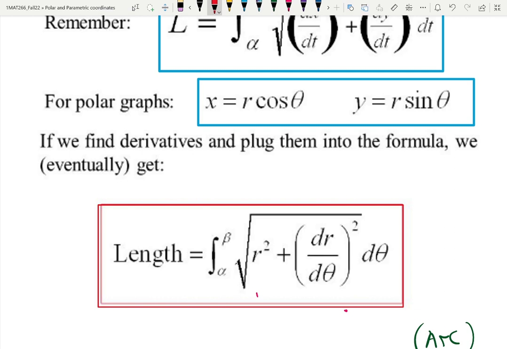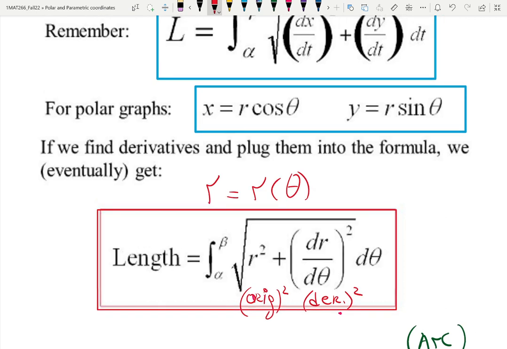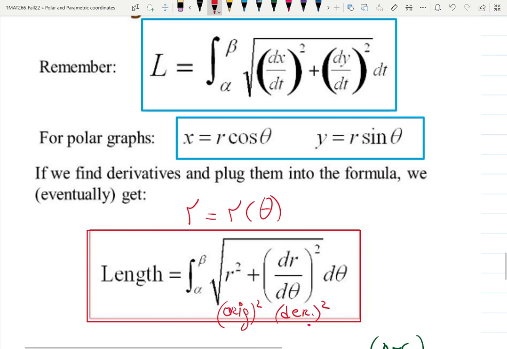So what I remember is, again, we have r equals a function of theta. Angle is the input, r is the output. So we have original squared plus derivative squared. That's how I remember it, at least. Original squared plus derivative squared, while in parametric, it was derivative squared plus derivative squared. This formula comes from parametric, but it's factored out and simplified.